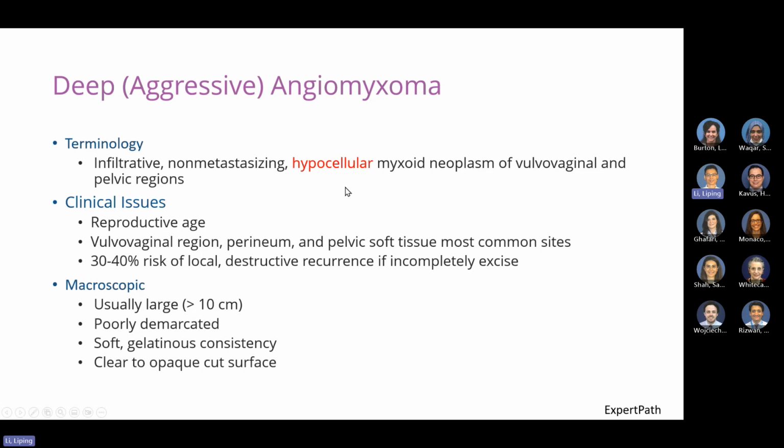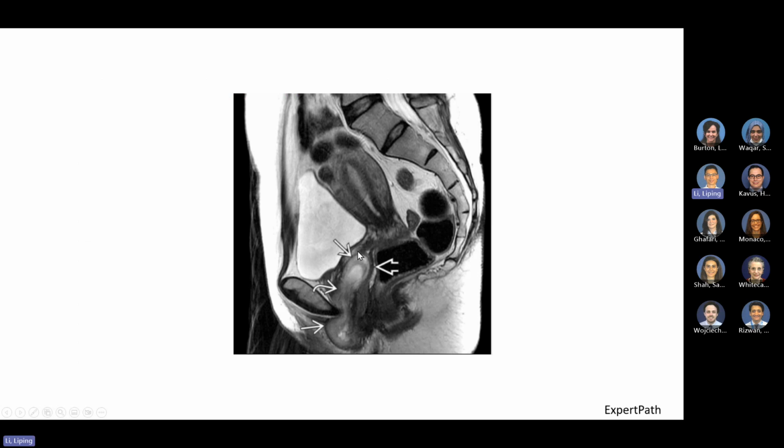We usually find this lesion in the vulva, vaginal, and pelvic area, usually in patients of reproductive age, and there is a 30 to 40% risk of local destructive recurrence if incompletely excised. From the gross sample, it is usually quite big, more than 10 centimeters, poorly demarcated. So let's see this MRI. We can see this really deep mass pushing the vagina.